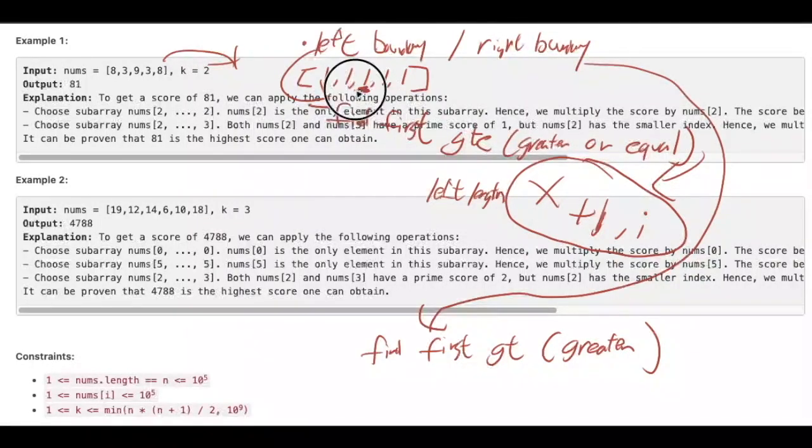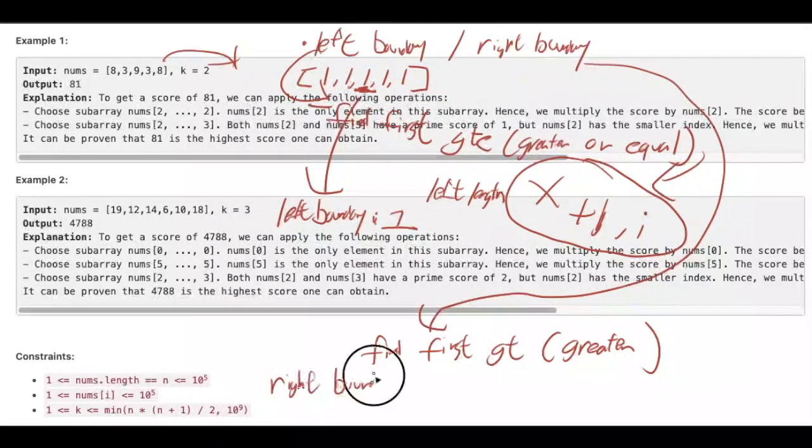So for this particular 9, we know that the left boundary will be index 1, because this is literally the boundary that we will hit. And for the right boundary, there's actually no right boundary for this 9. We can go all the way to the end, so it's n.